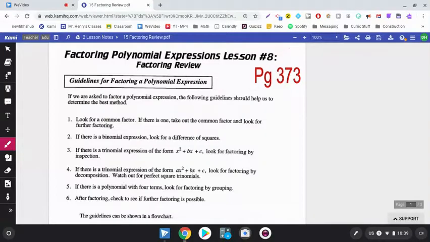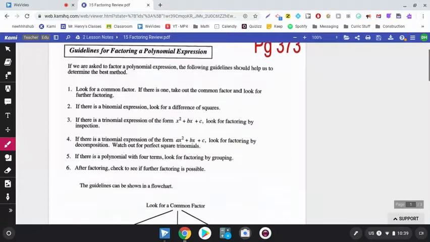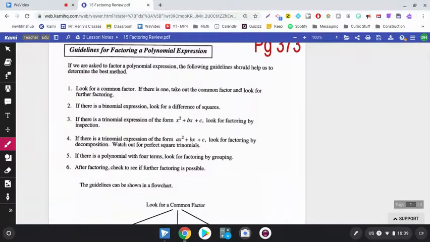And here we are, page 373 with some factoring review. And we're going to jump right in. So the first thing we're going to do is go through this flow chart, kind of guidelines for factoring, of approaching a question with the best possible strategy. So I'll read through and then we'll talk about the flow chart. It says, look for a common factor. If there is one, take it out. Always. No matter what you're doing, no matter what it looks like, always, always look for the GCF. I feel like I stress that a lot. And I feel like we know that one.